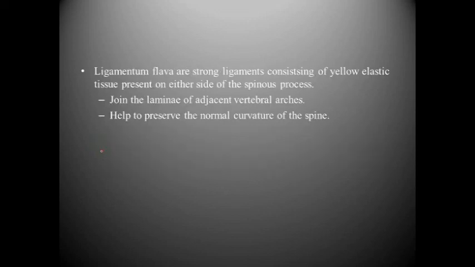Also, we have the ligamentum flava, which are strong ligaments consisting of yellow elastic tissue present on either side of the spinous process. They join the lamina of the adjacent vertebral arches and help to preserve the normal curvature of the spine. So that's what you want to know, this last bullet point for the ligamentum flava.